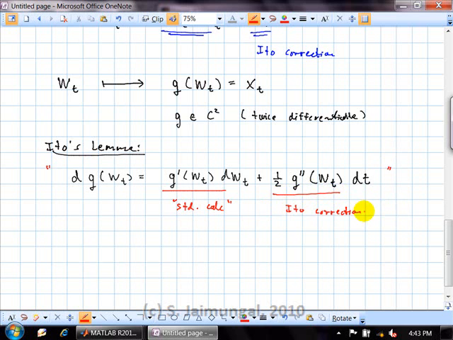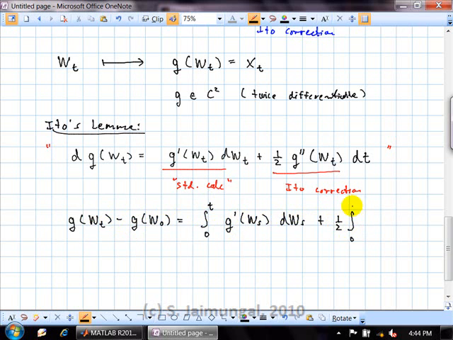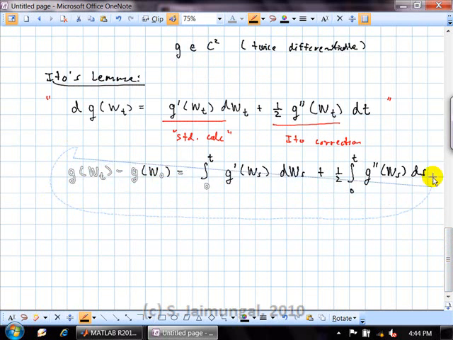It's not too difficult to actually prove, to do a reasonably rigorous, but still somewhat hand-wavy proof of that statement. And it would follow along the lines of what we've actually just done. So what you do is you say, well, what does this really mean? This really means if you integrate the left-hand side, that's the same thing as g of W_t minus g at W_0 equals the integral from 0 to t of g prime W_s dW_s plus 1/2 the integral from 0 to t of g double prime W_s ds. This is what that statement actually means.